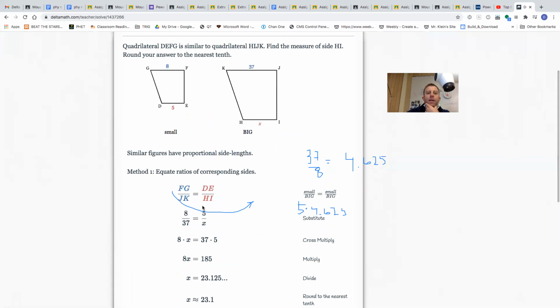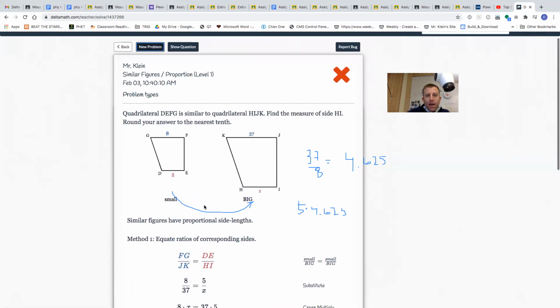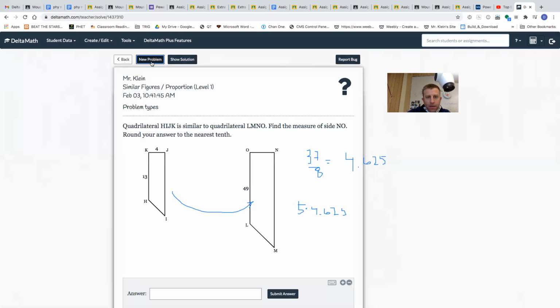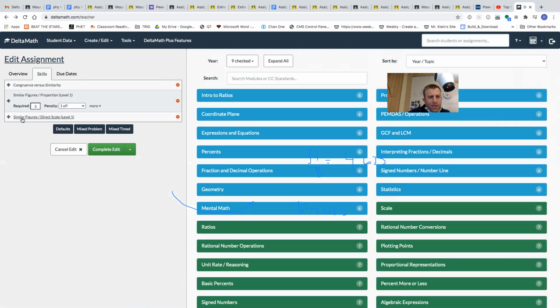They are showing this way to do it with proportions. If you want to do it that way, it's fine. But I would suggest just go with what we've been doing and find the scale factor. Do 49 divided by 13 to get the scale factor, and then multiply that scale factor by this to get this side. Okay, and I think the last section's similar.